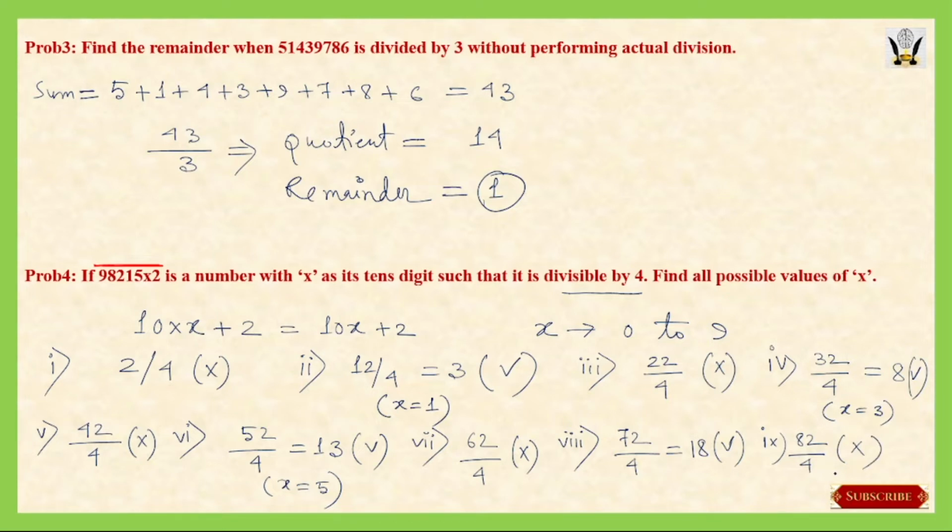And then the last value that x can have is 9. When we put x equal to 9, it will be 90 plus 2, 92. 92 divided by 4 is 23, and there is no remainder. That means this is also divisible by 4. So the possible values of x will be x is equal to 1, then x is equal to 3, then the next possibility is when x is equal to 5, then when x is equal to 7, and the final possibility is when x is equal to 9.